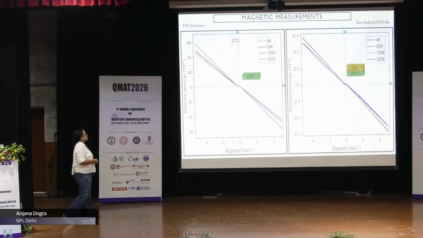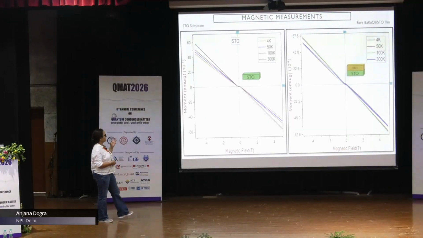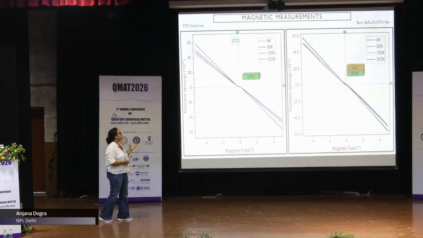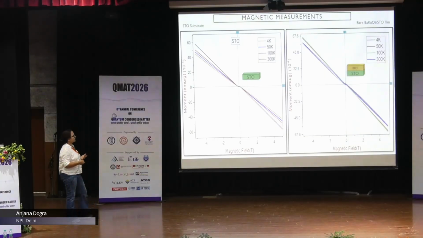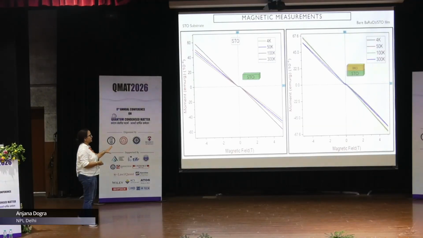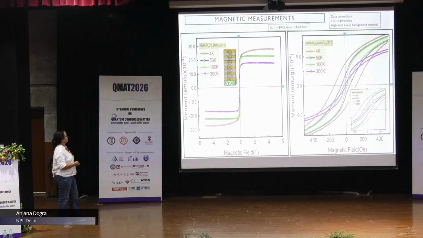Just to make sure that we are not getting our results from any ferromagnetism in STO or BRO layer, we could see very good diamagnetic behavior. This brings confidence that these layers are very much diamagnetic.